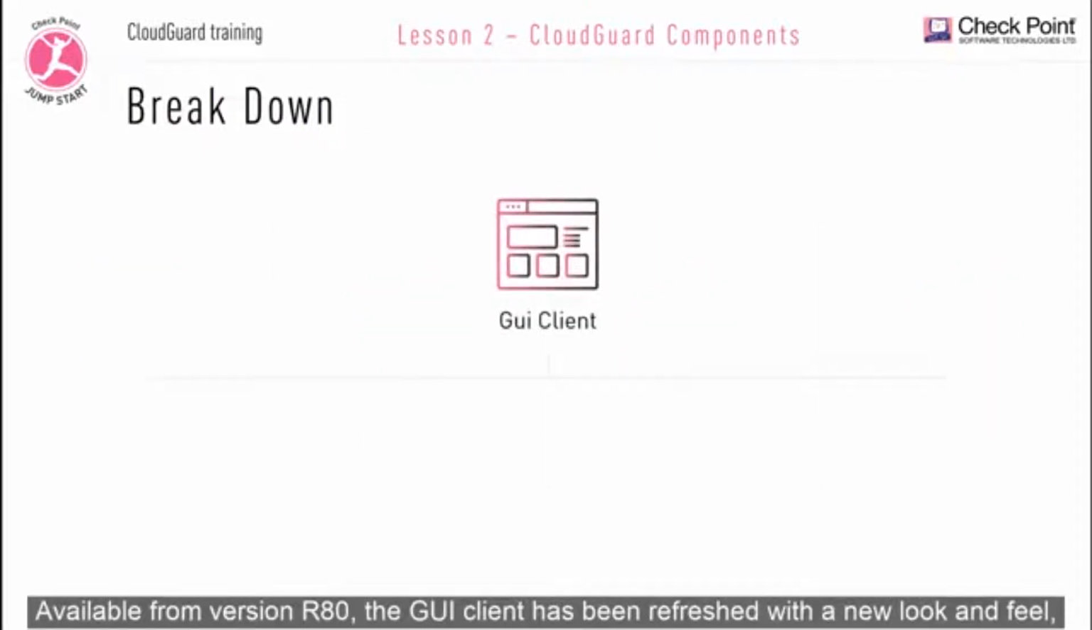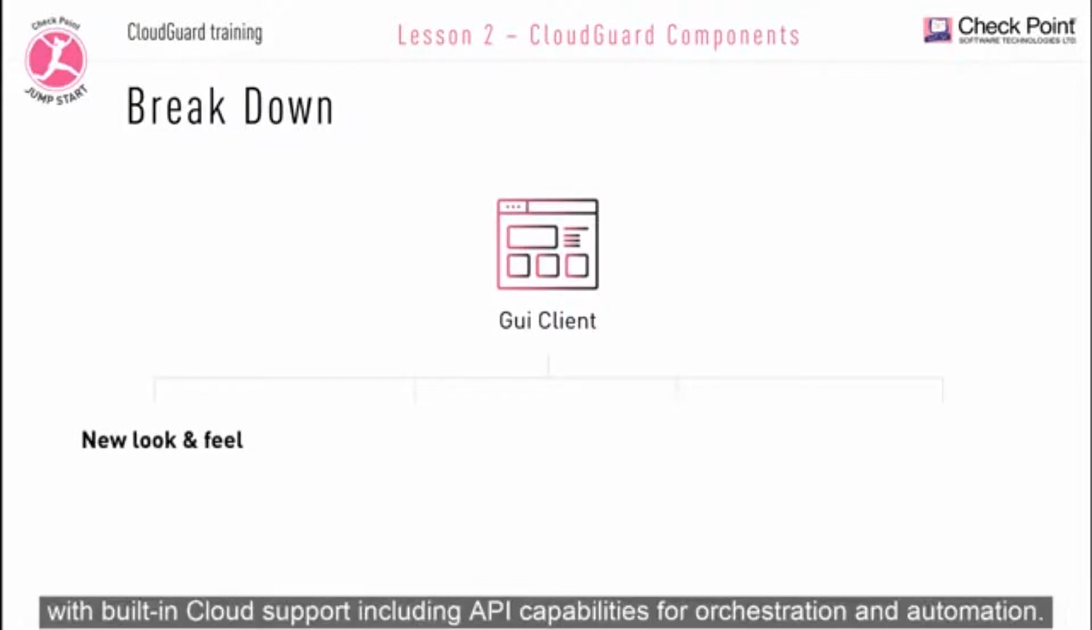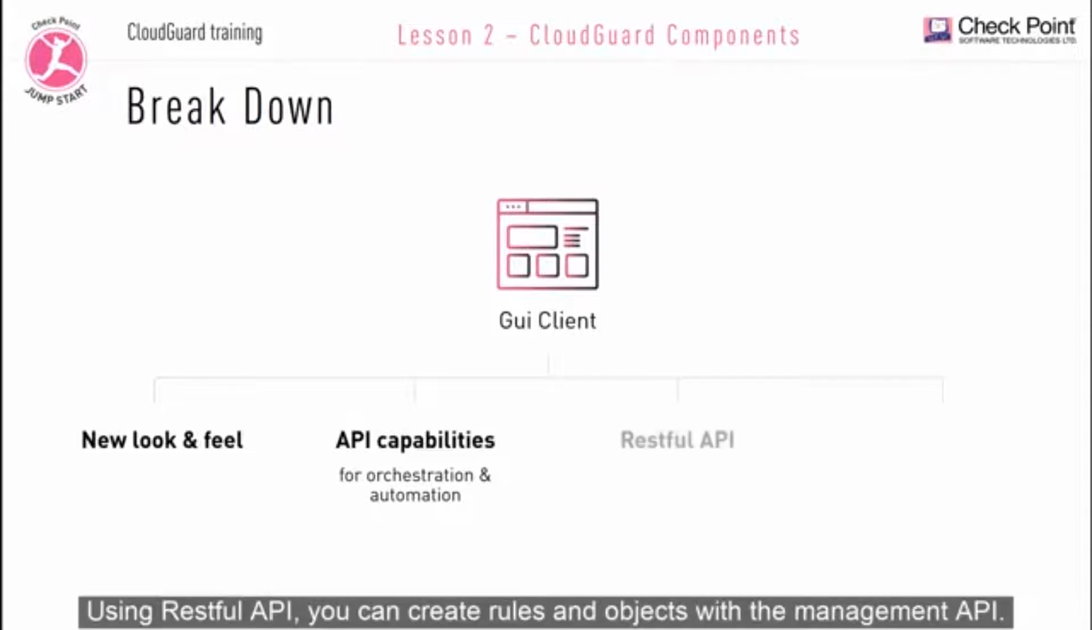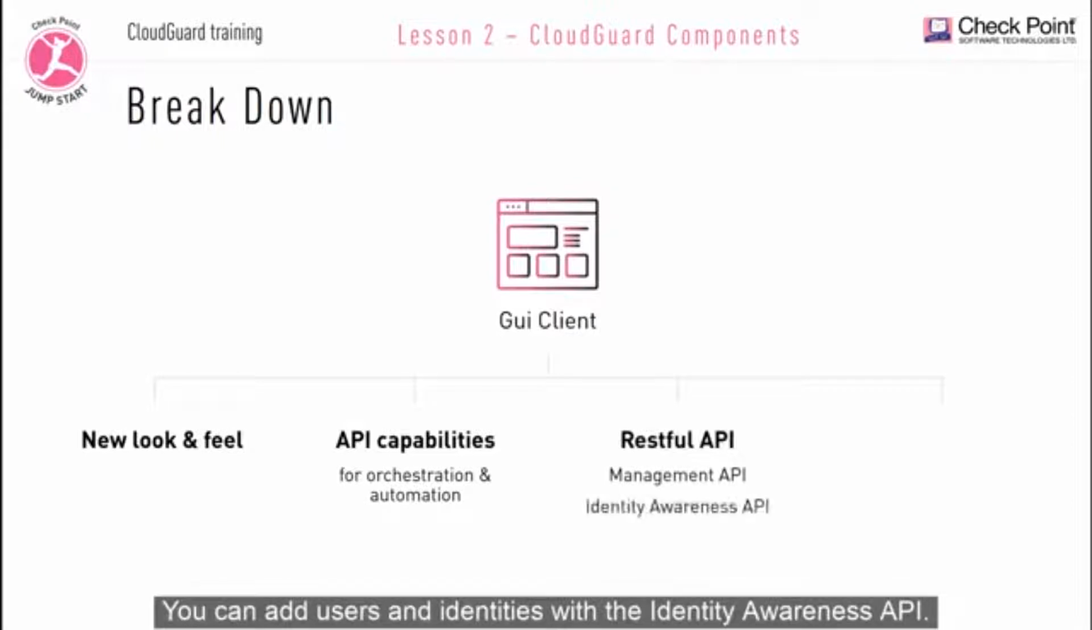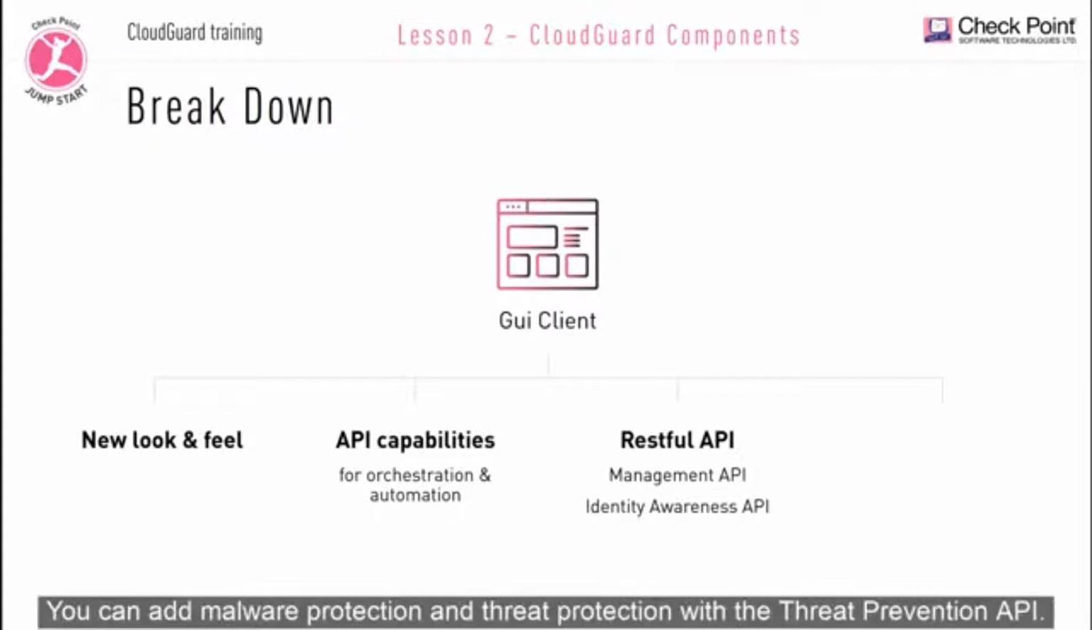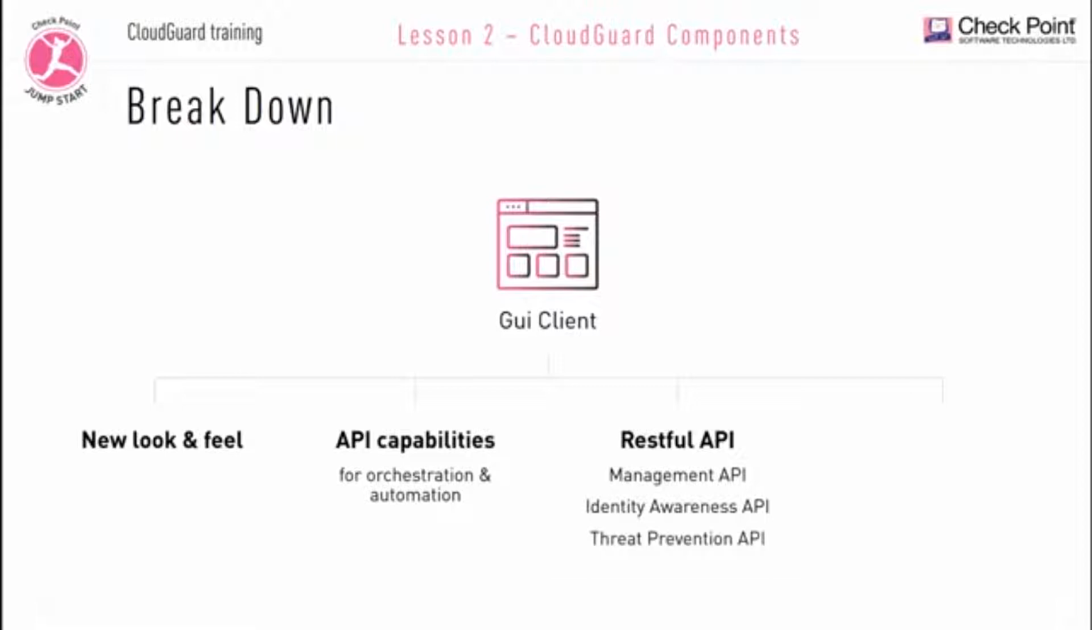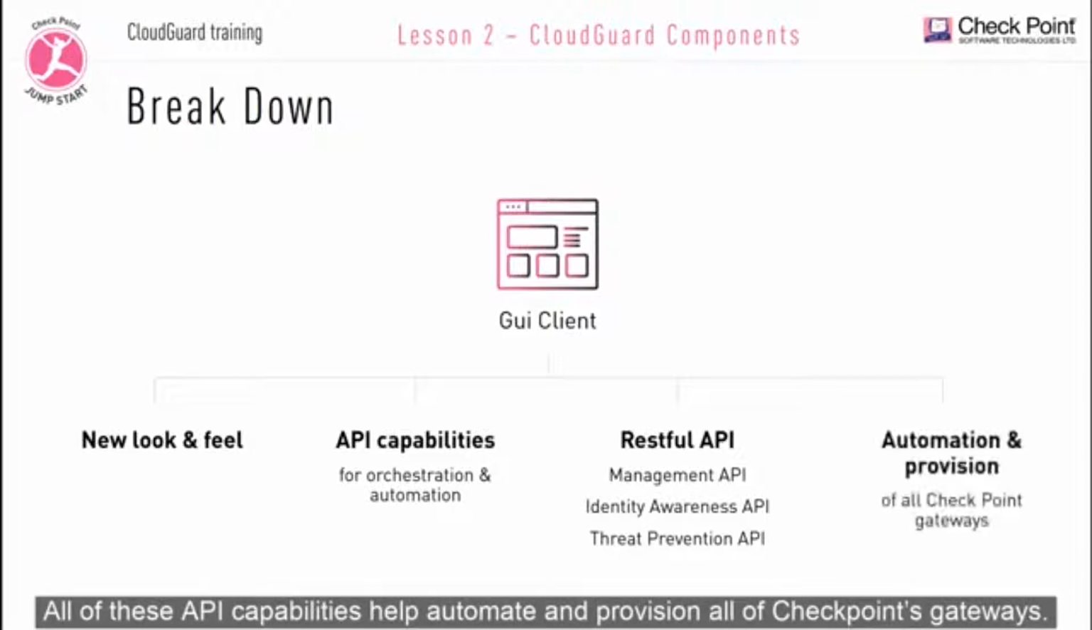Available from version R80, the GUI client has been refreshed with a new look and feel, with built-in cloud support, including API capabilities for orchestration and automation. Using RESTful APIs, you can create rules and objects with the Management API. You can add users and identities with the Identity Awareness API. You can add malware protection and threat protection with the Threat Prevention API. All of these API capabilities help automate and provision all of the Check Point gateways.